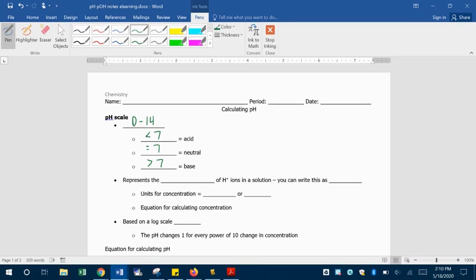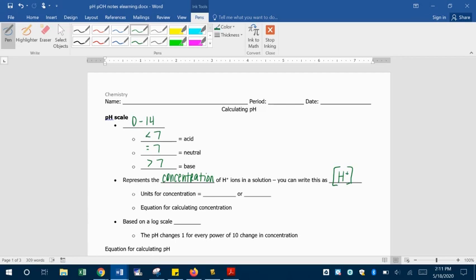Now, where pH comes from is a power of hydrogen. And so it represents the concentration of hydrogen ions in a solution. But concentration of hydrogen ions in a solution takes a long time to write. So instead, you can write it as hydrogen as an ion, so H plus, and then you can put that in brackets. And that whole thing right there means concentration of hydrogen ions.